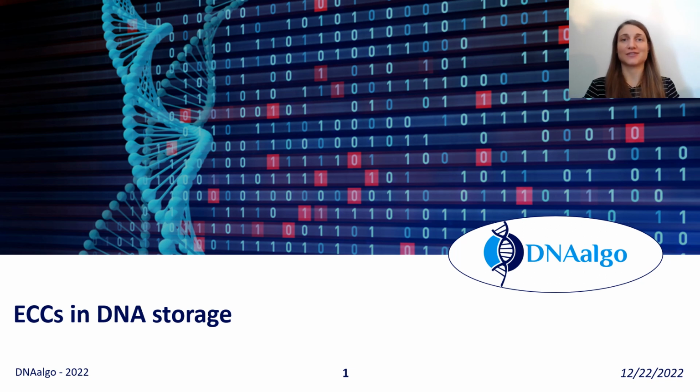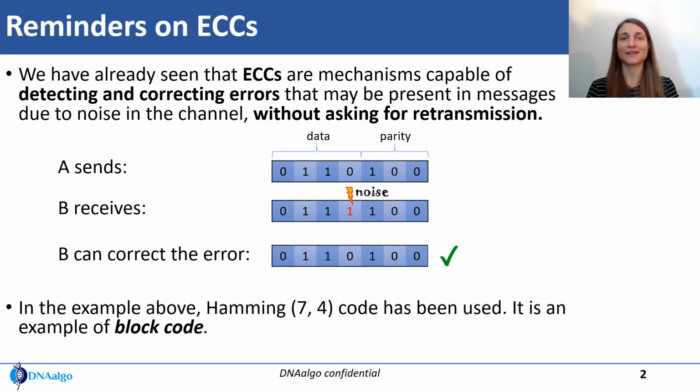This video is an introduction to the topic of error correction codes in DNA storage. We have already seen what an error correction code is, and as an example, we have talked about the Hamming 7,4 code. This code belongs to the family of block codes.